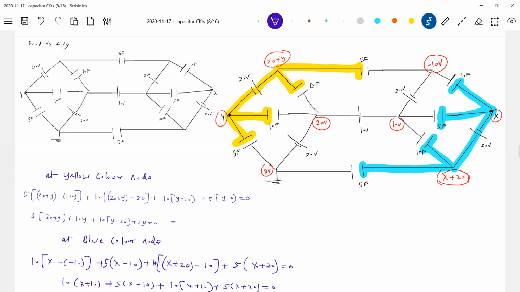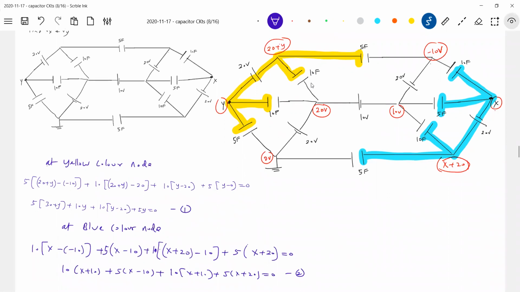Solving 1 and 2 will give x and y. Once you get x and y, you can calculate everything else. If you know x, you'll get the charge here. If you know y, no problem. Anybody? Value x is equal to minus 25 by 3, y is equal to 5 by 3. Y equal to minus or plus? Plus 5 by 3.